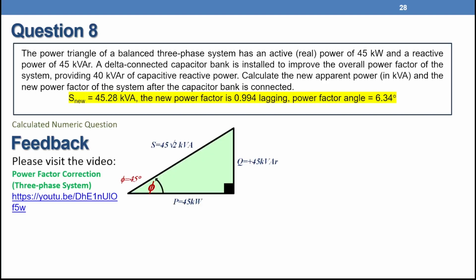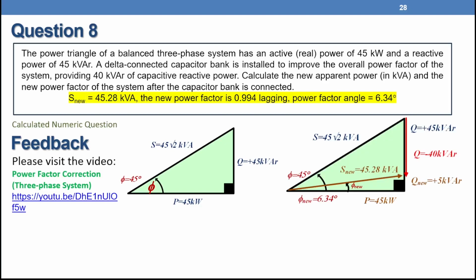So we have the power triangle as we can see here. P equals 45, Q equals 45. So the S total now is 45 root 2 and the angle is 45 degrees. We're going to add a capacitive load with 40 kilovar. So this means that we are going to drop that one by 40. So the new Q is 5 kilovolt ampere reactive. So that one is positive 5.